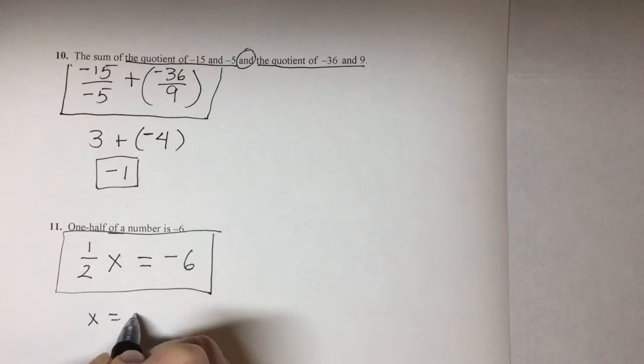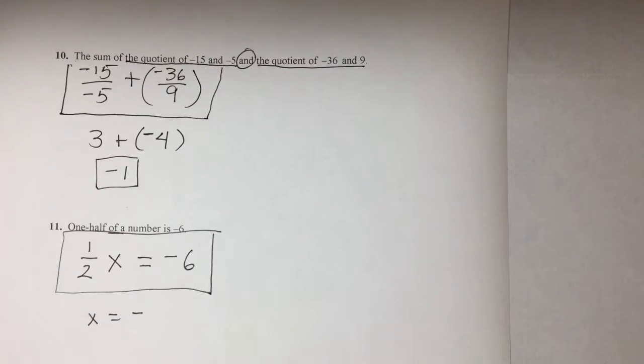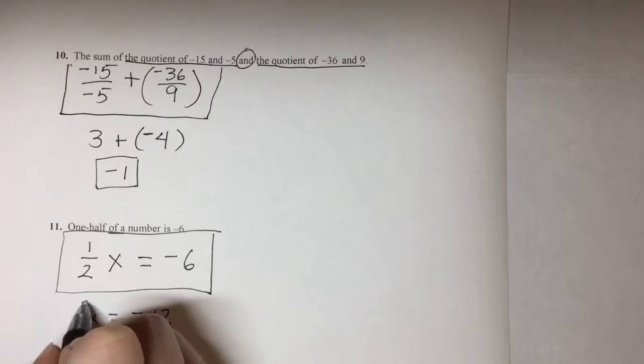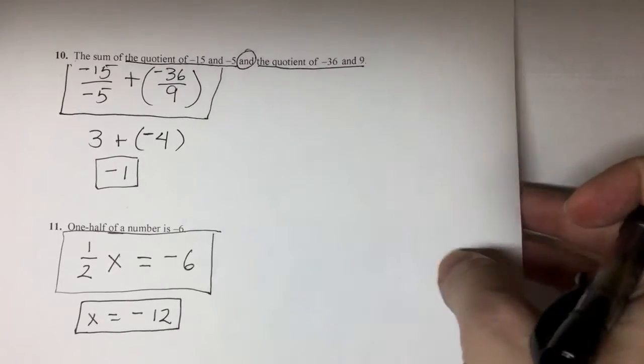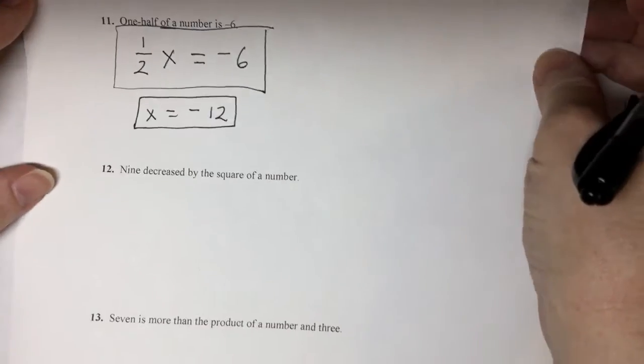Well, I'm going to have a negative number. Half of a negative number will be a negative number, and half of 12 is 6. We're just finding the solution to the equation at this point by inspection, by looking at it and seeing what the answer has to be.